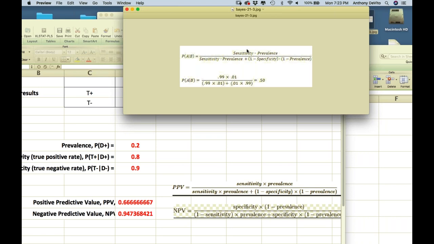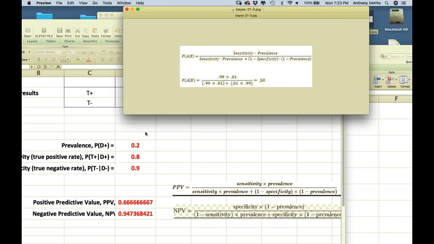Do you have to think about this as you apply this? No, I'm just explaining it to you so that you understand that this formula is doing the same thing that you did intuitively with the populations when you calculated the positive predictive value on your diagnostic test table, that crosstab table. It's doing exactly the same thing.